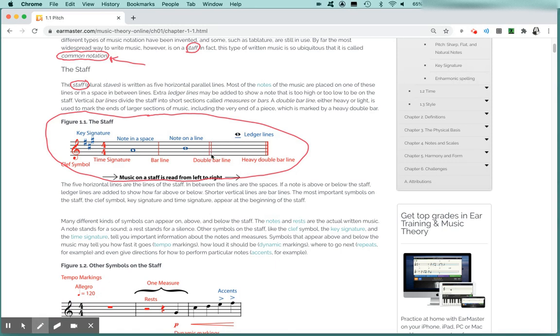Double bar line. That means that's where you stop. Heavy double bar line is absolutely the end of a piece. A double bar line might be showing you the end of a section. But a heavy double bar line like that means the end. And music on a staff is read from left to right, just like we read English. Know this stuff. This will be on a quiz.